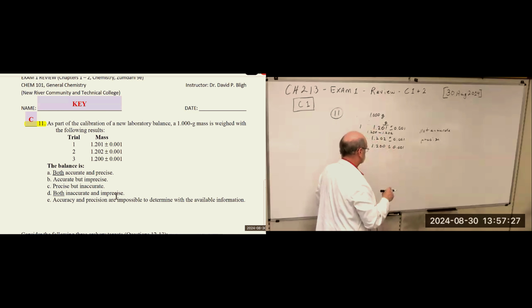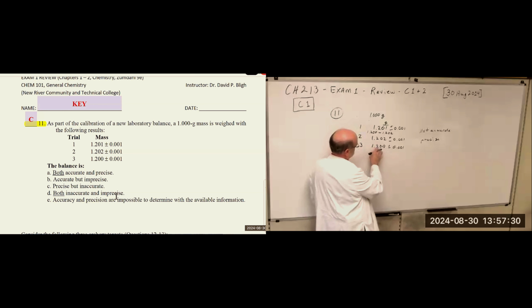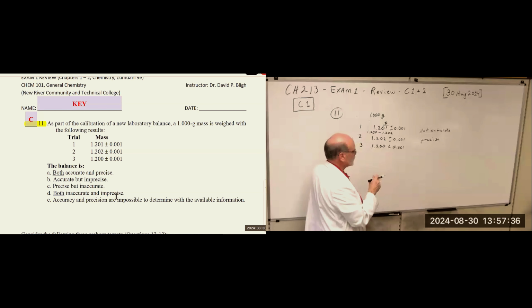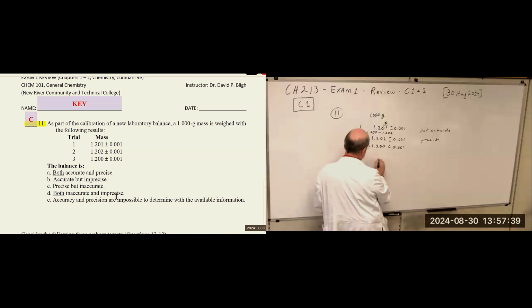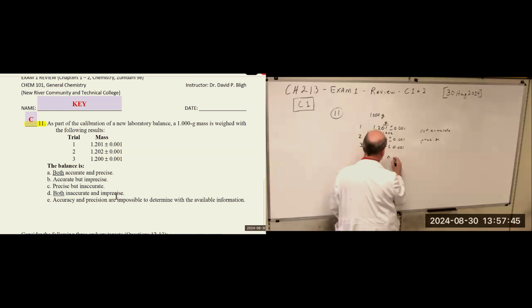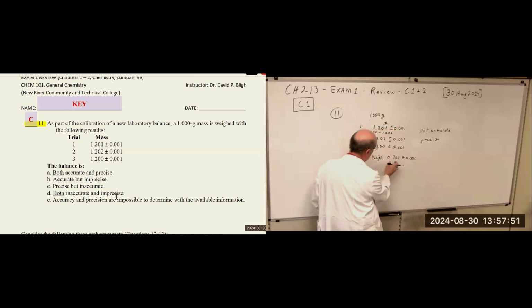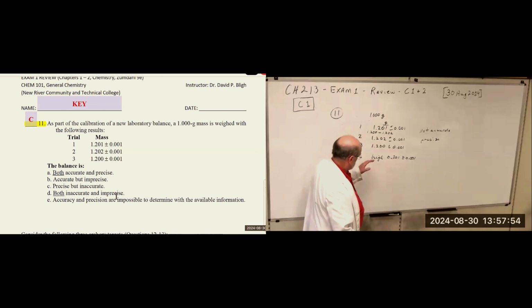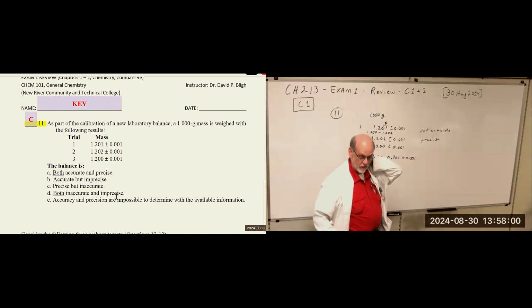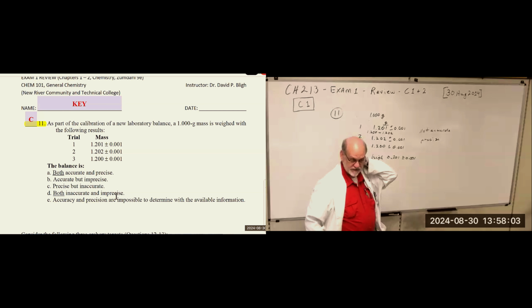But the accuracy, we're off by what? An average of 0.201. So we're high by 0.201, plus or minus 0.001. We're off by that much. And it's almost the same amount for each one. This is what's called a systematic error. In other words, it's roughly the same error every time. Those are good kinds of error because you can correct for them.